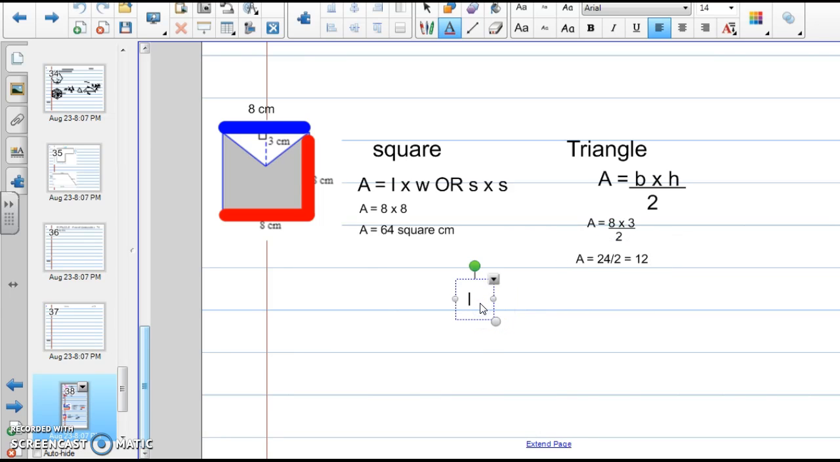Now, if one part wasn't shaded, we would add those two measurements. But because the only shaded part is this section, we've got to take out the area of the triangle. So we would do 64 minus 12, and we would end up with 52 square centimeters as the area of the shaded region. Make sure you have your corrections on your paper.